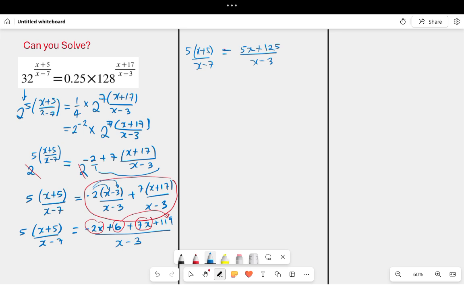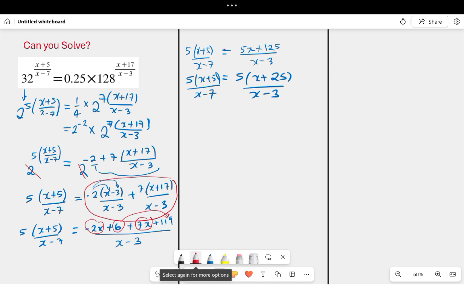Now we factorize the numerator of what we have on the right hand side. So by factorizing, we are going to have 5 outside the bracket, x plus 25, then divided by x minus 3 is simply equal to what we have before the equal sign, 5 into brackets x plus 5, all right, over x minus 7.